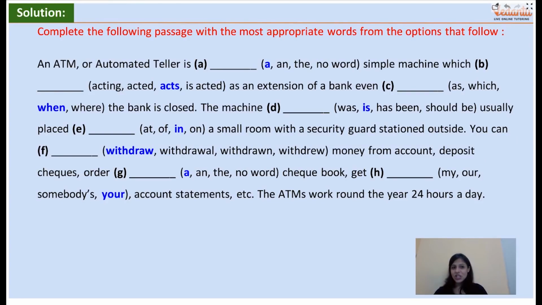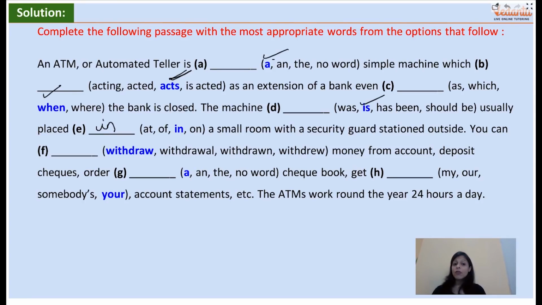So let's see what the answer looks like. Okay, so the ATM machine is a simple machine which acts as an extension to a bank even when the bank is closed. The machine is, so you're going to talk about, it's all going on in present. The machine is usually placed in a room. It's like in a room inside, surrounded by the walls or so. So it's placed in a small room with security guards stationed outside.